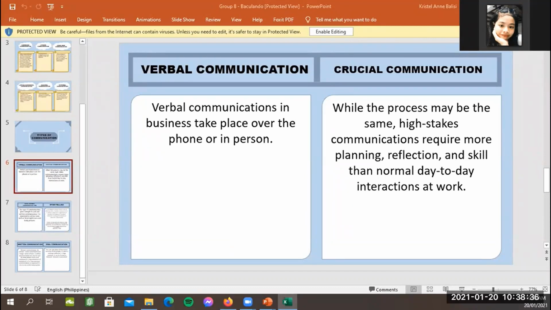Crucial communication. While the process may be the same, high-stakes communications requires more planning, reflection, and skill than normal day-to-day interaction at work. The crucial conversations are interactions that happen to everyone. They are the day-to-day conversations that affect your life. A crucial conversation is defined as conversations where stakes are high, opinions vary, and emotions run strong. Learning to master crucial conversation can propel your career and help you heal your relationships in work and life.